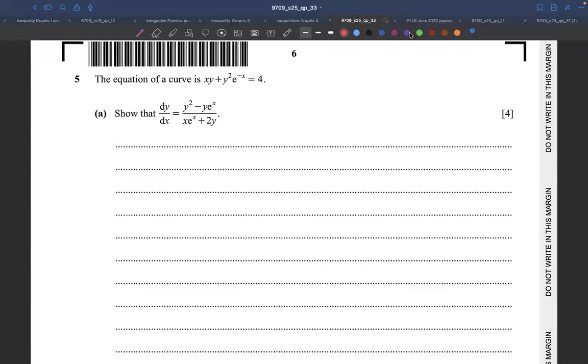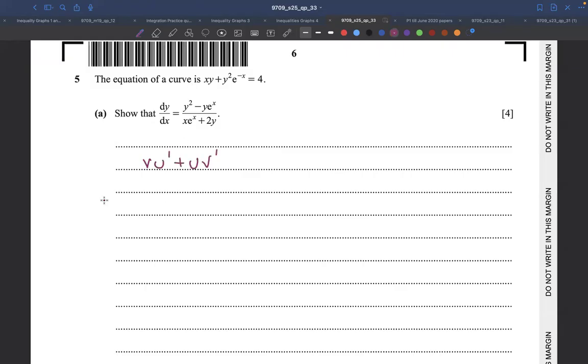In question number 5, the equation of a curve is xy plus y squared e to the power minus x equals 4. We have to show that dy/dx is given like this. So in the first step, to differentiate xy, we have to apply the product rule. And the product rule is vu' plus uv' to find dy/dx.